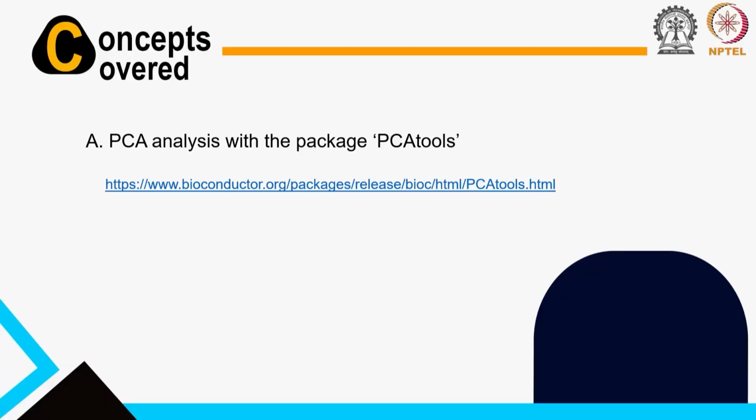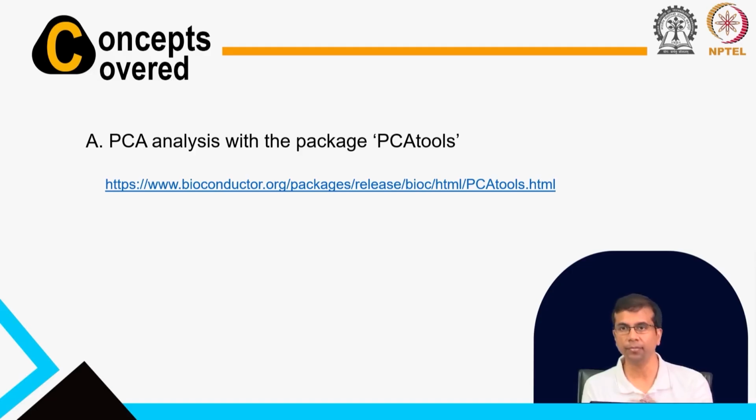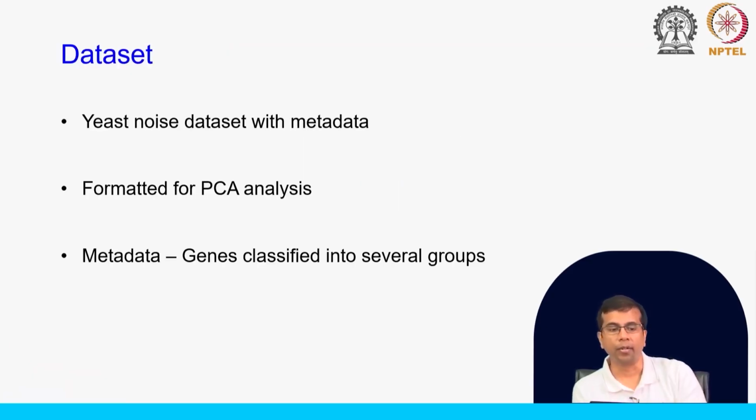So, this is the agenda for this class. We will be talking about PCA analysis with the package PCAtools. Here is the link to the package. In the last class, we have seen the Bioconductor page and the manual and some of the descriptions of this package. The data set we have introduced is a yeast noise data set where we have gene expression noise in yeast as well as other features that are there. Along with that we have the metadata, right.